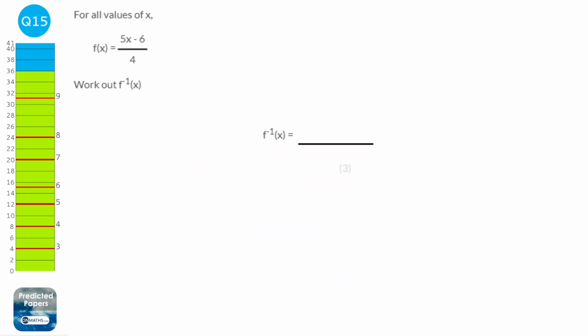To find the inverse, we're going to, first of all, instead of writing f of x, I'm just going to replace it with a y. And the trick of finding the inverse is to swap over the x and the y. So we're going to swap them over. I'm just going to do it over to the right hand side over here so we've got a bit of space.